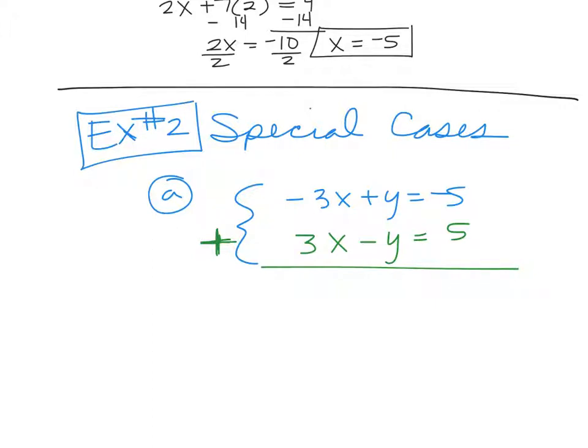Negative 3x plus 3x is what? 0. Y plus a negative y is what? 0. So you have a 0 on your left side. Bring down your equal sign. Negative 5 plus 5 is 0. Your variables disappeared. Okay, when you lose your variables like that, what's your answer? This is infinitely many, right? Or an infinite number of solutions.